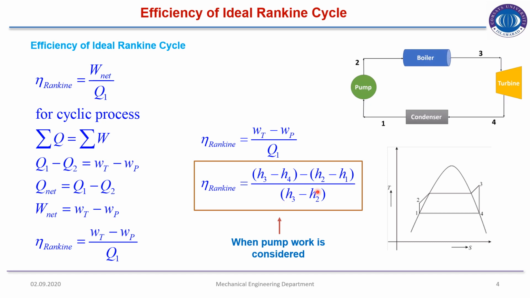So in the TS diagram, from 1 to 2, this is the pump work. From 2 to 3, that is the heat energy supplied in the boiler. 3 to 4 is the turbine work produced, and 4 to 1 is the condenser heat rejection. So the working fluid will be converted from saturated vapor to saturated liquid phase. This is a cyclic process.